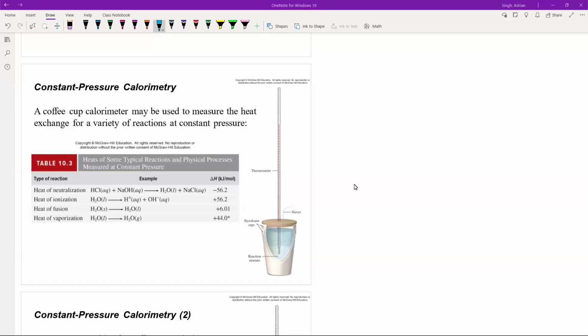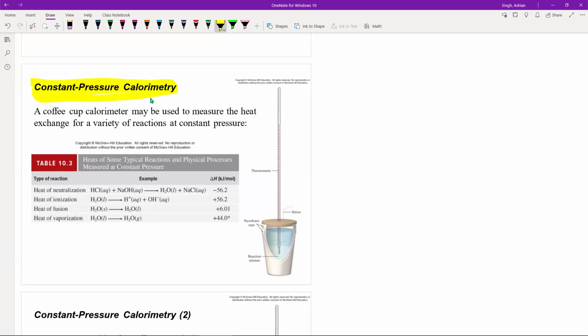Okay, so let's take a look now at some of the very simple devices that we can use to perform reactions or to carry out procedures that will allow us to determine and calculate enthalpy changes, heat changes for chemical reactions. So the first one is constant pressure calorimetry. And again, constant pressure is typically what we would see in the laboratory when the pressure doesn't change, if at all. And we're assuming again in normal conditions that pressure isn't going to change.